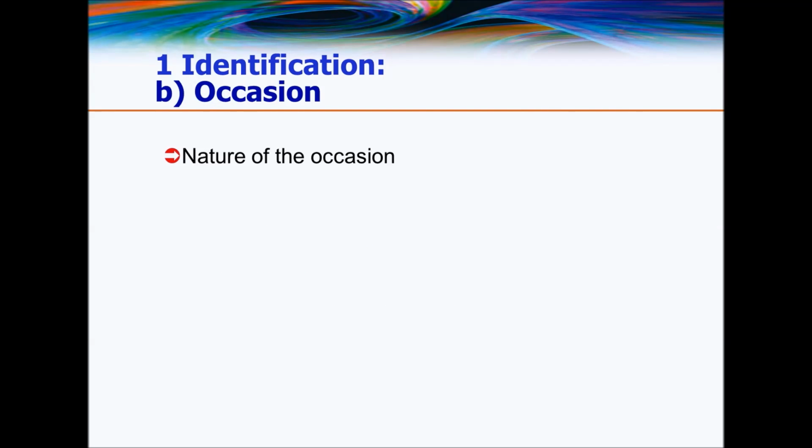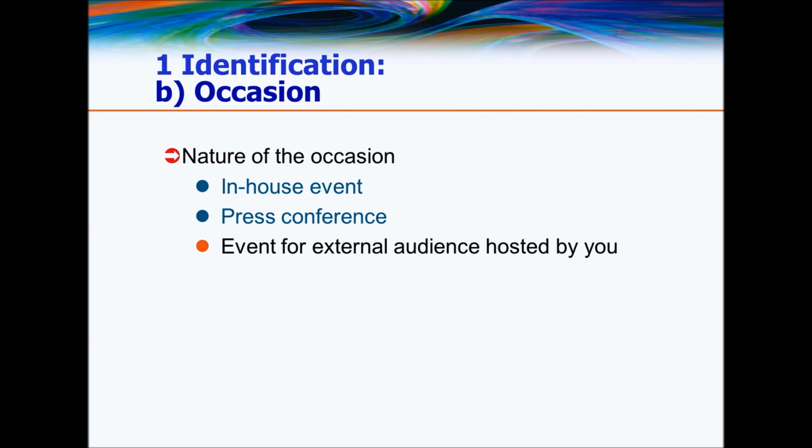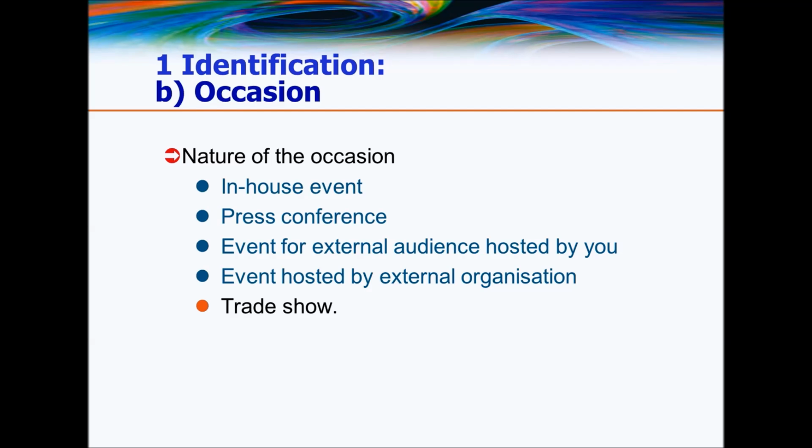The occasion. The nature of the occasion is going to determine what message you want to communicate and how you deliver it. For example, you might not want to reveal confidential information at a press conference where there are journalists present, although you might want to share confidential information with your colleagues at an in-house event. So the things to think about: is it an in-house event, a press conference, an event for an external audience that's hosted by you at your organisation, an event that's hosted by another organisation, an external exhibition or trade show? For you on this course, this is an in-house event.